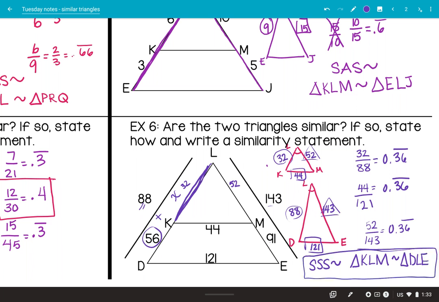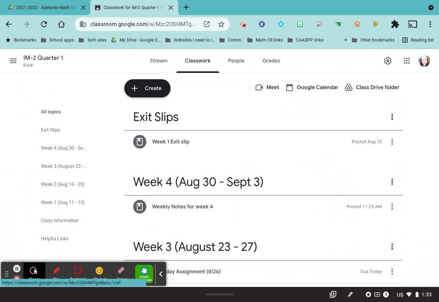All right, good luck with this. And then tomorrow we're going to be solving for a missing side. So if we're told that they are similar, how can we prove that? How can we find the missing side of another triangle? All right, good luck, and I will see you guys on Wednesday.